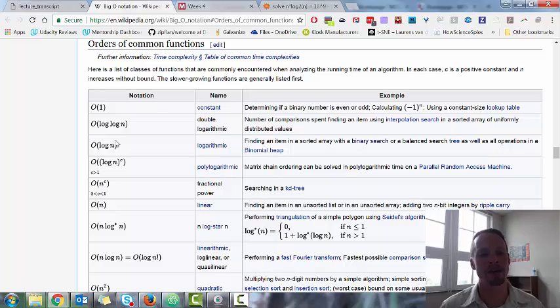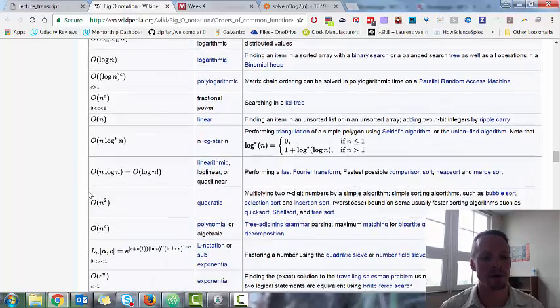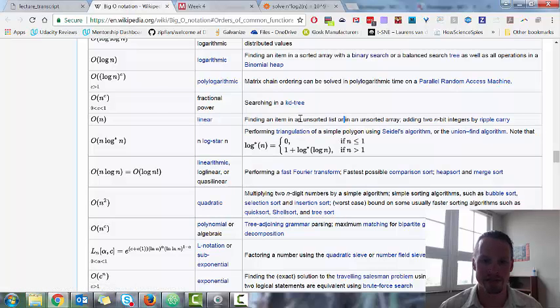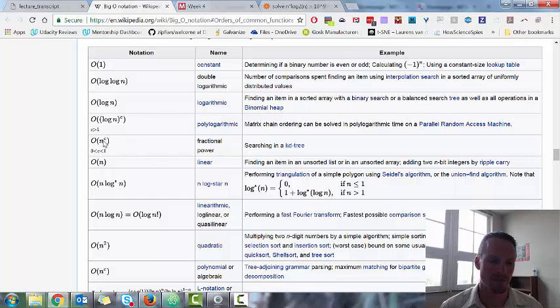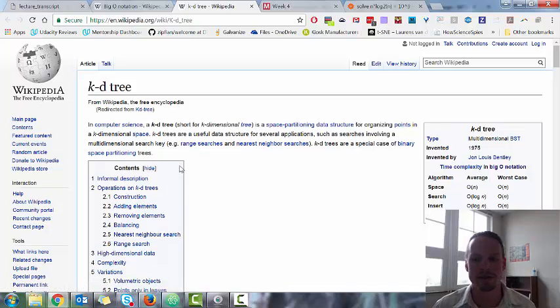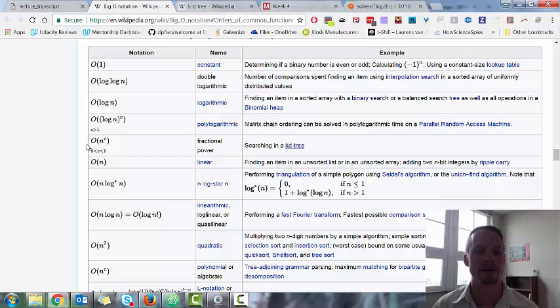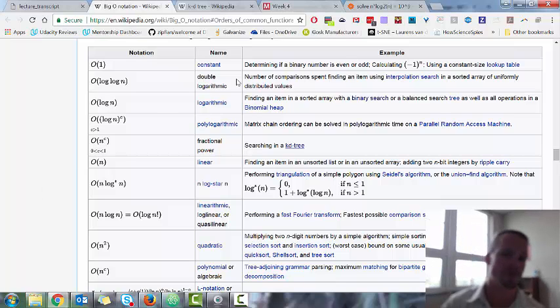One last thing is that there's a table of different big O runtimes or orders of different common functions on Wikipedia. It has a few more functions than are in the book, and they also have some examples of practical uses of these things. So order n to the c is searching in a KD tree, which is linked here. So anyway, you might want to take a look at that, or at least be aware that it's there, and it might help you in the future.